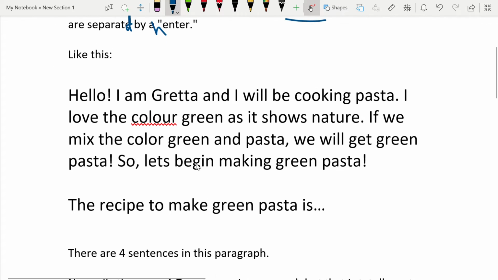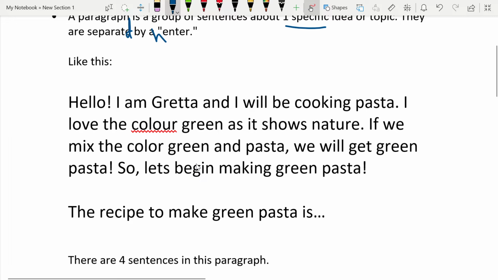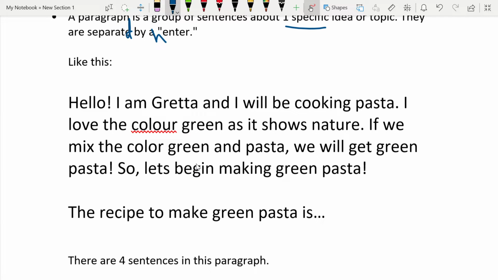An example can be: Hello, I'm Greta, and I will be cooking pasta. I love the color green as it shows nature. If we mix the color green and pasta, we get green pasta. So let's begin making green pasta. The recipe to make green pasta is... So this is a paragraph, a very weird one though.